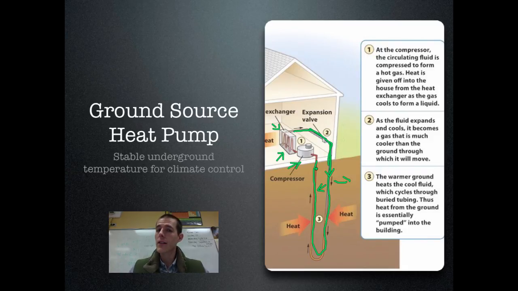Also be aware that this technically is not geothermal energy because you are not using the heat generated from the mantle of the earth. You are using the fact that soil and ground in the crust of the earth heats and cools very slowly. And that's it.